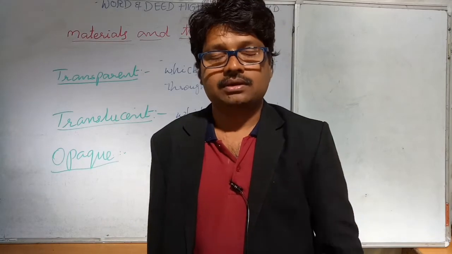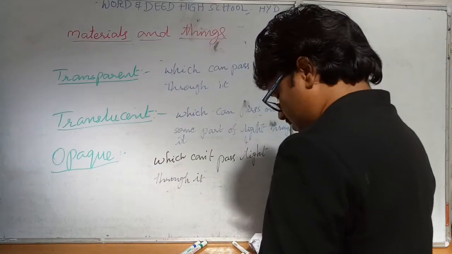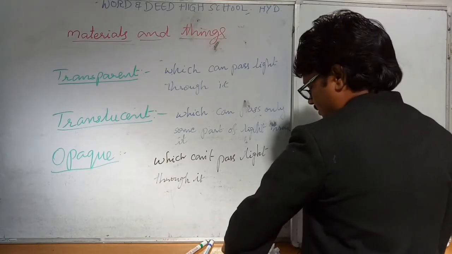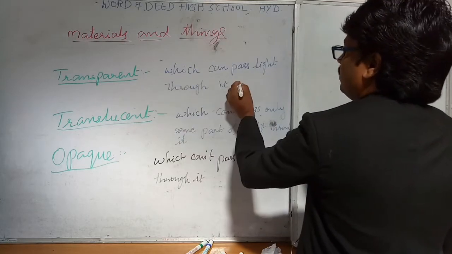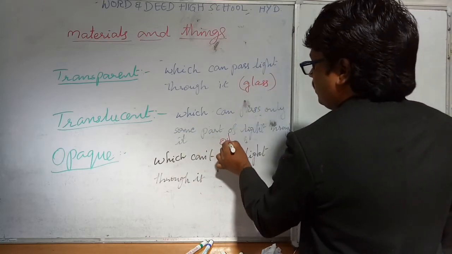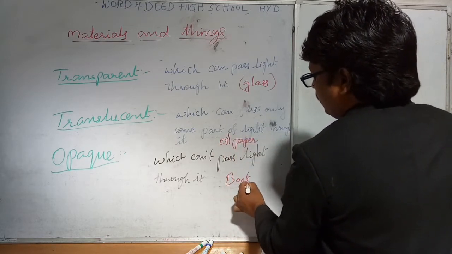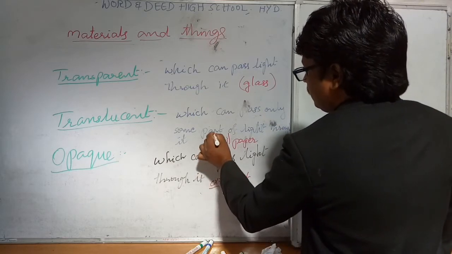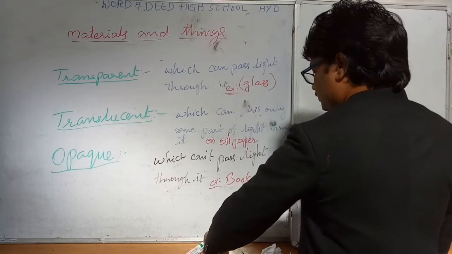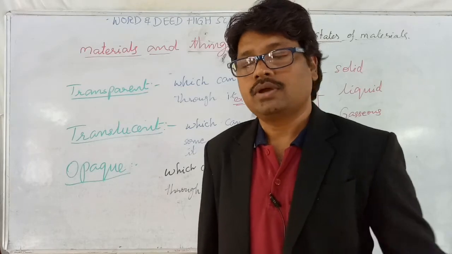Opaque material. Like this, you have to take some examples and get a better understanding of this type of material, students. Okay? Next, here I give some examples, right? Glass, transparent glass, oil paper. Here, a book. These are the examples, students. Okay? You try to understand what the types of materials are, based on their properties. Okay, based on what are we grouping all the materials? Based on their properties.